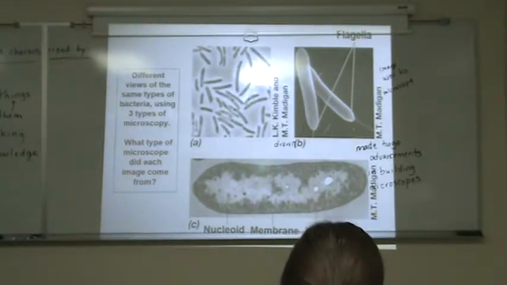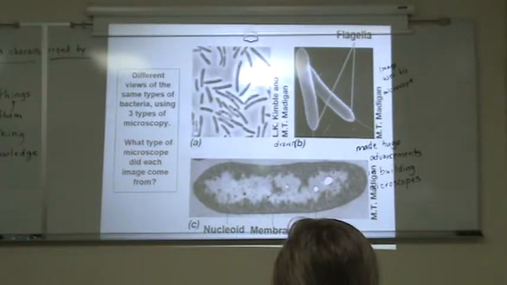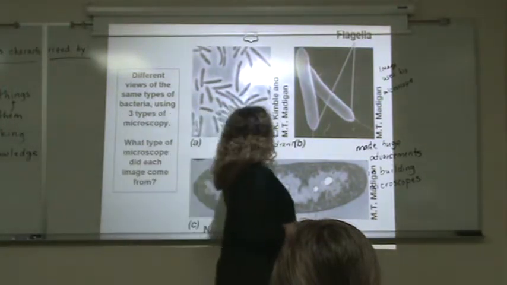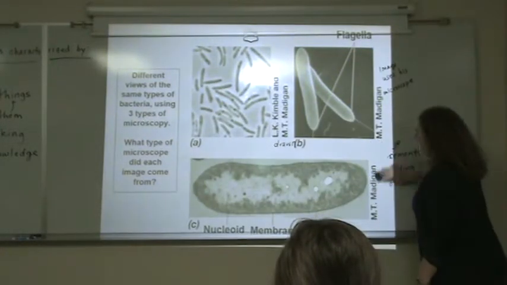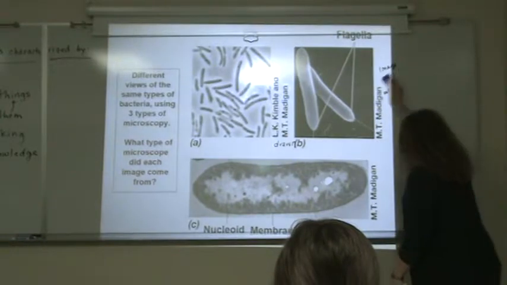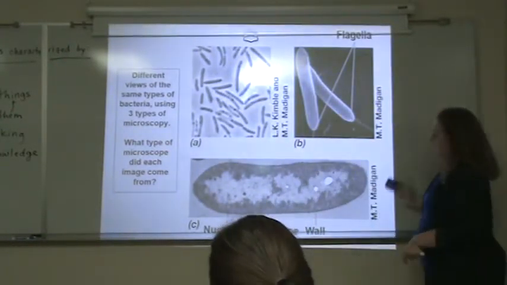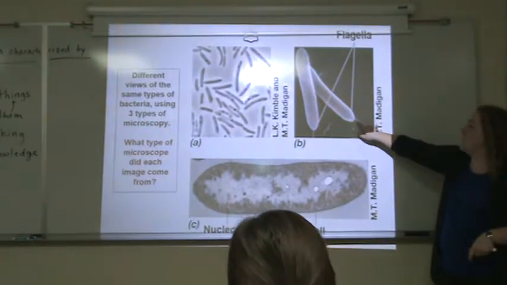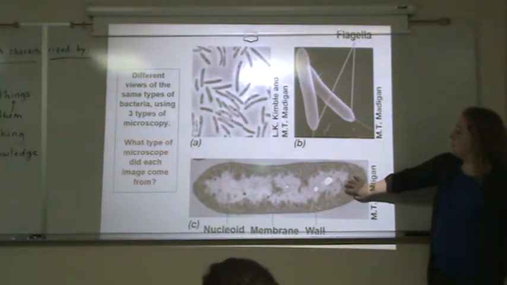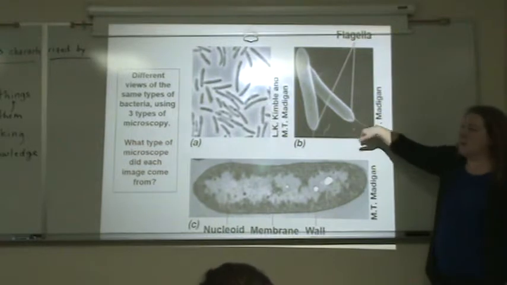Which one of these is light microscope, if you had to guess? A, because the cells aren't very big. Which one is scanning EM? B, because it's 3D, looks like corn dogs. And then this would be transmission EM of the same kind of cell.